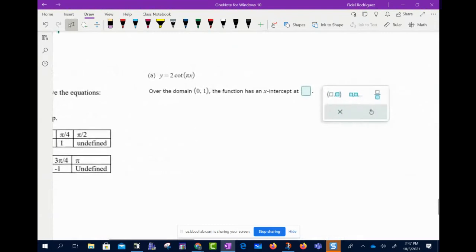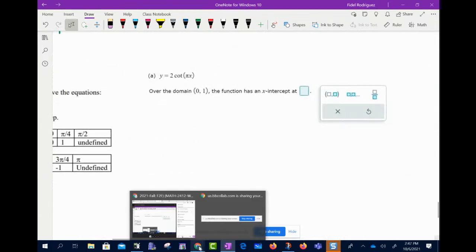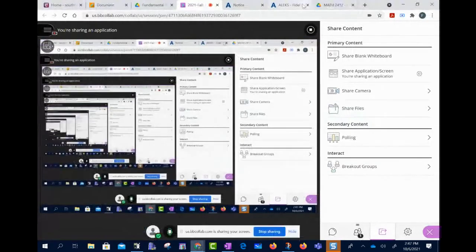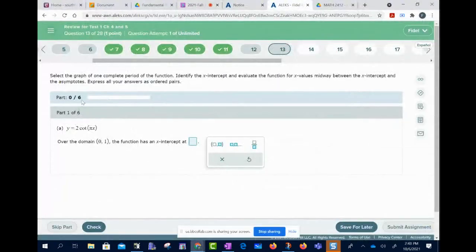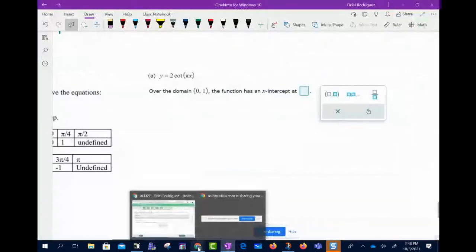Thank you all. Okay, so look, man, I already forgot the directions on the problem. Let me come back over here real quick. What is it asking me to do? Select the graph of one complete period of the function. Identify the x-intercept. Evaluate the function for x values midway between the x-intercept and the asymptotes. Okay, so we want to look for the intercept. Let's come back to my problem here.